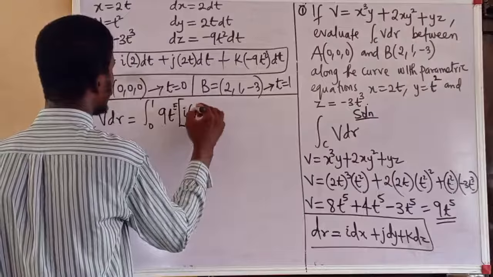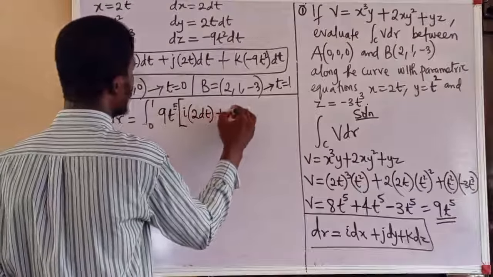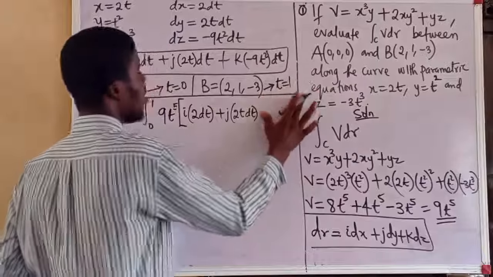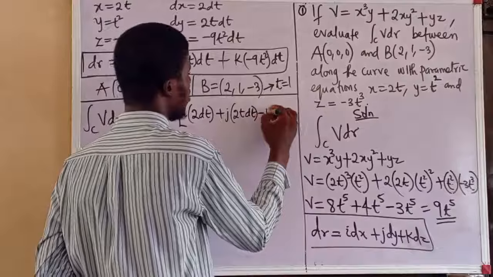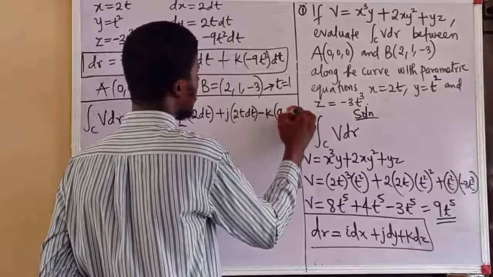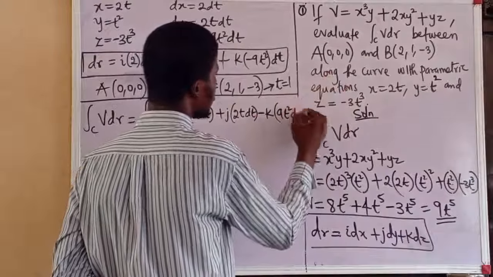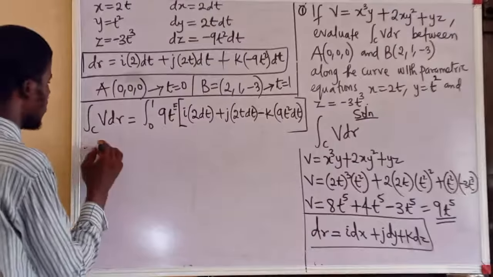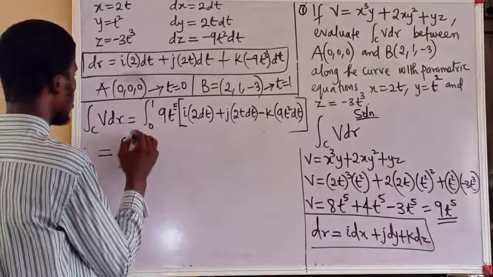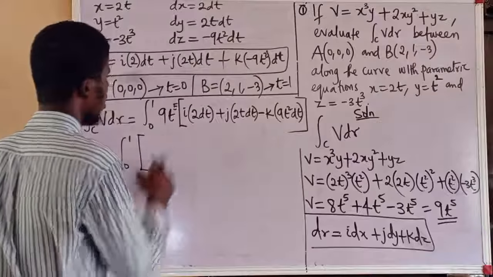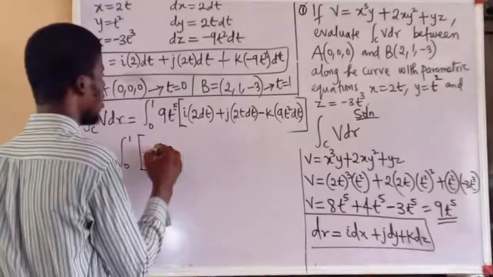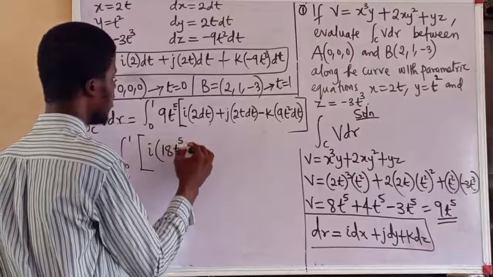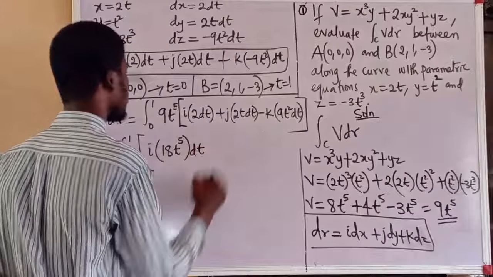I into 2 dt plus j into 2t dt plus, this will be minus k into 9t squared dt. Let's proceed. So we have the integral from 0 to 1. Let me open a big bracket. This multiplied by this, we have, let me bring the i outside, 18t to the power of 5 dt.